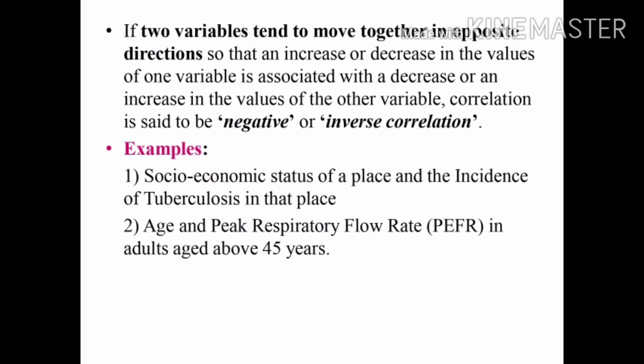These are the examples for negative correlation: socioeconomic status of a place and the incidence of tuberculosis in that place, age and peak respiratory flow rate in adults aged above 45 years, and the other examples, alcohol consumption and driving ability, and price and quantity demanded.